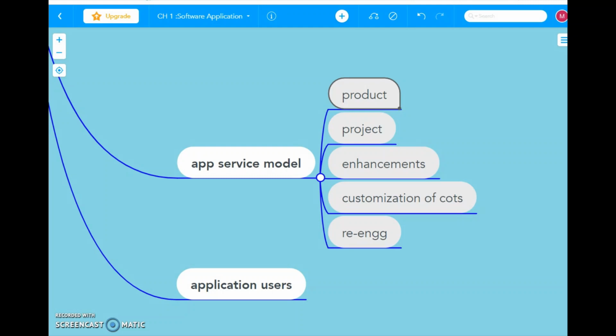Now, a person working in a company which is manufacturing or developing a product is called a product based company. Now what is a product first? A product is nothing but an application which is going to offer the same standard set of functionality for different customers.